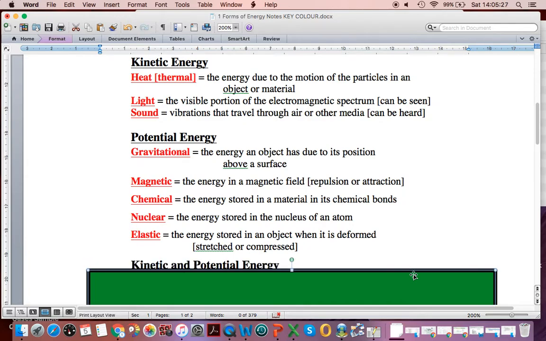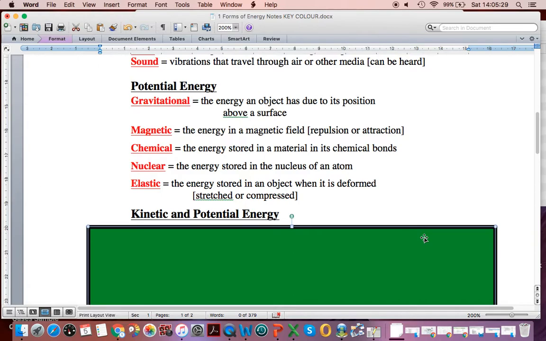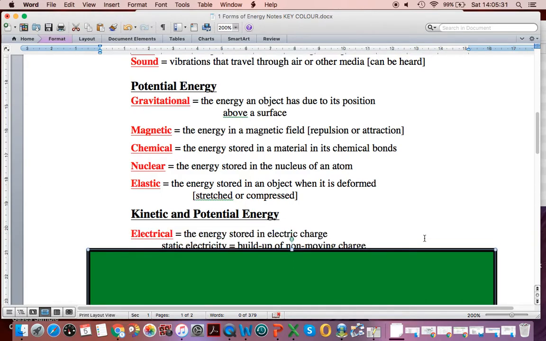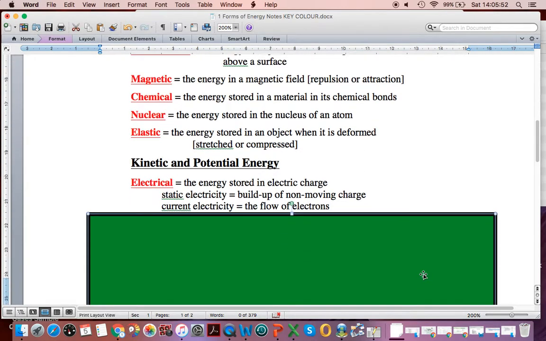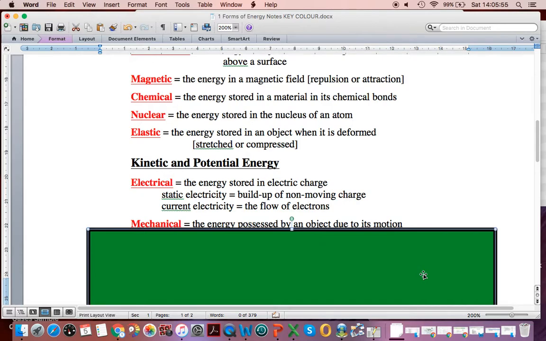That's elastic energy. And we're looking at some that fit both categories. Last year, you would have learned about electrical energy. And so you might have learned about static electricity. Static means stationary, so you're building up non-moving charge. And that's where if you rub a balloon on hair, you can stick the balloon against a wall, or the buildup of charge for lightning. Current electricity is the flow of electrons through a conductor.